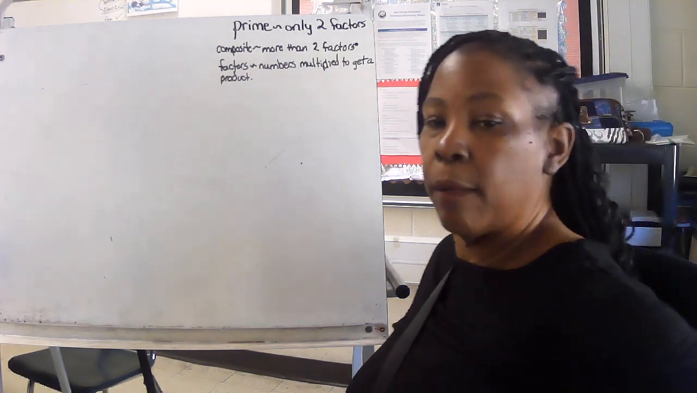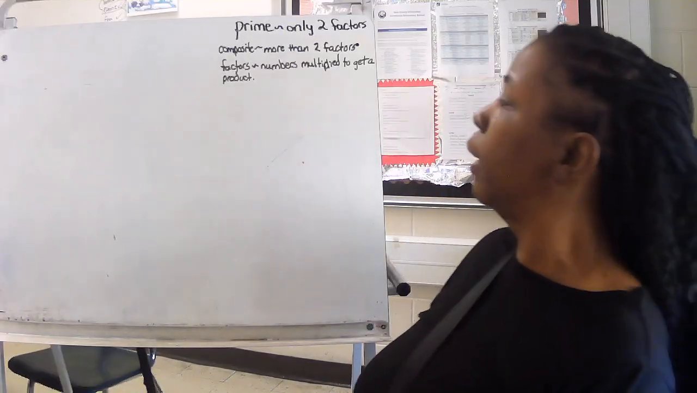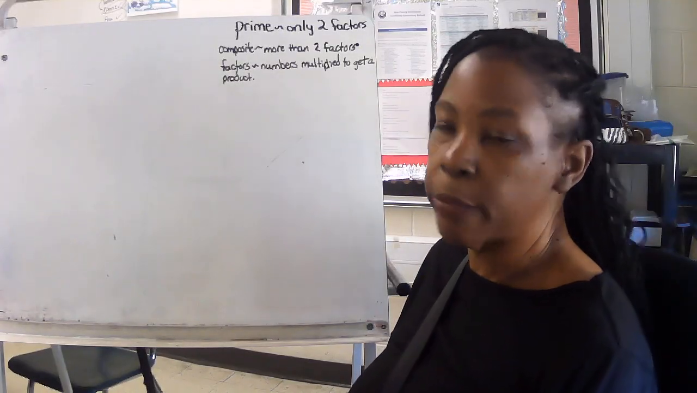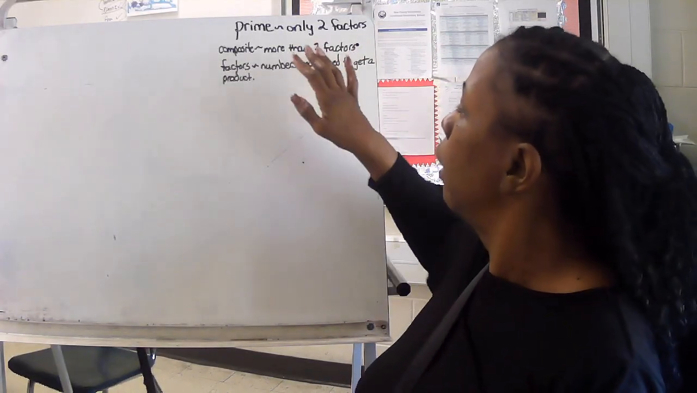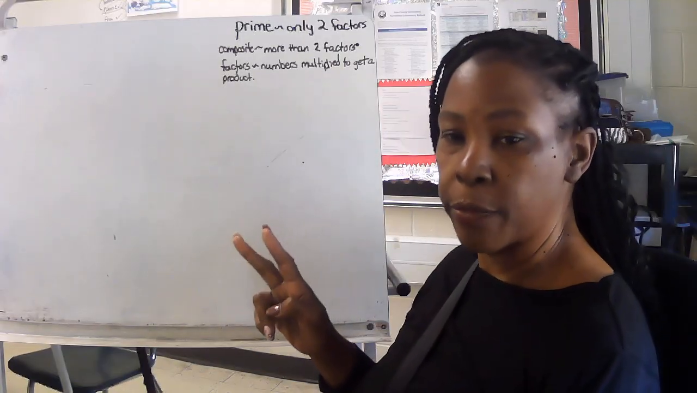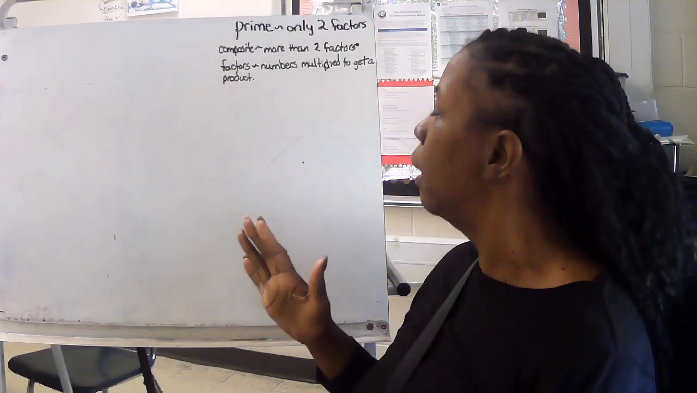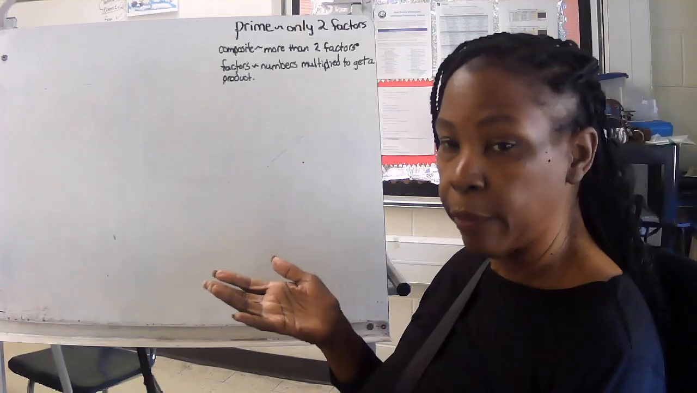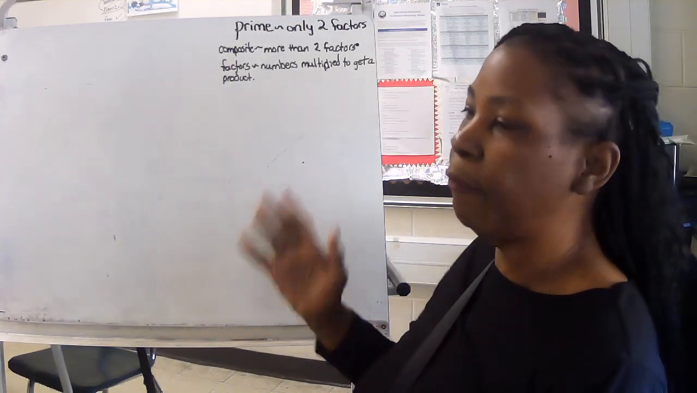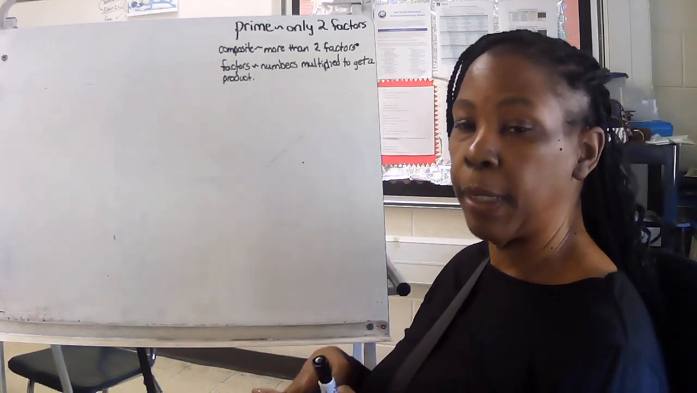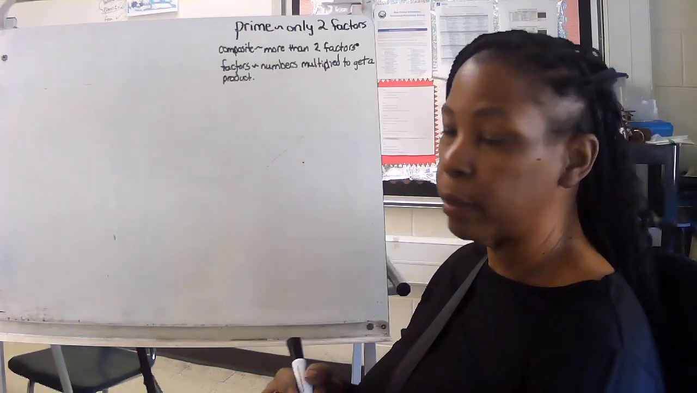We're continuing in our multiplication unit, and we're dealing with prime and composite numbers. Now, prime numbers are numbers that only have two factors. Composite numbers are numbers that have more than two factors, and we also learned that factors are the two numbers that you multiply to find the product.